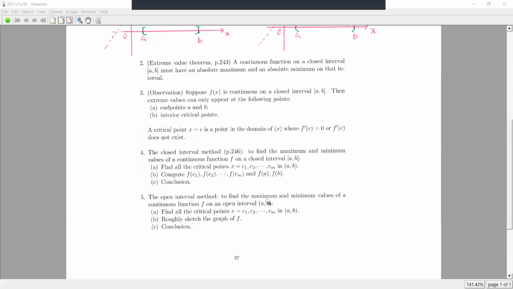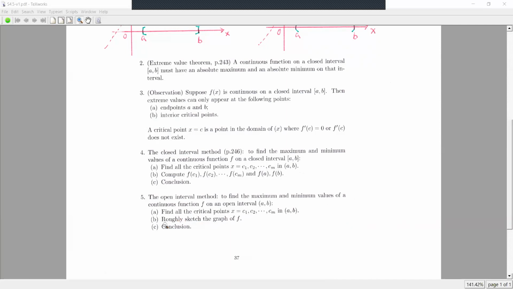To find the maximum and minimum values of a continuous function on an open interval. Now this time, there is no guarantee the function has a maximum or a minimum. Also 3 steps. Step 1, find all the critical points inside the interval, because if the function has a maximum or a minimum, then the maximum and minimum can only appear at a critical point. So step 1, find all the critical points between a and b.